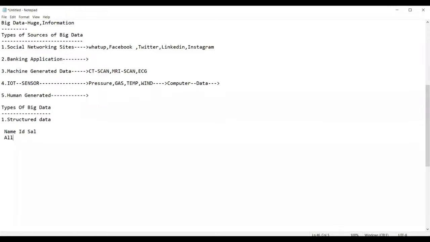Name is, let us say, Alan. And now, guys, I'm using the ID number as something like this. And salary, I'm making it 10,000. And Bobby, 20,000. Carl, 30,000. Can you see here, guys?